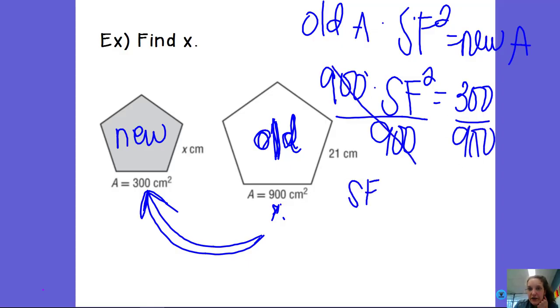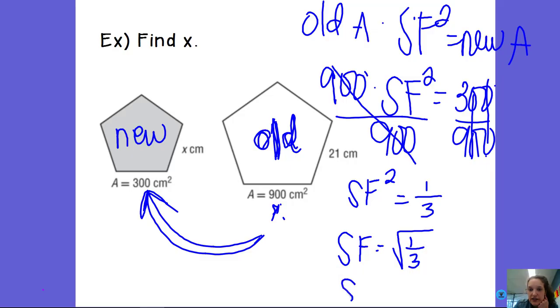So my scale factor squared is 300 over 900, which reduces to just 1/3. So to find the scale factor, if I have scale factor squared, I'm going to take the square root. And so my scale factor is going to be the square root of 1/3, which is 0.57735. I don't want to round that because if I round the scale factor, then it's going to make my next answer less accurate because I rounded it.